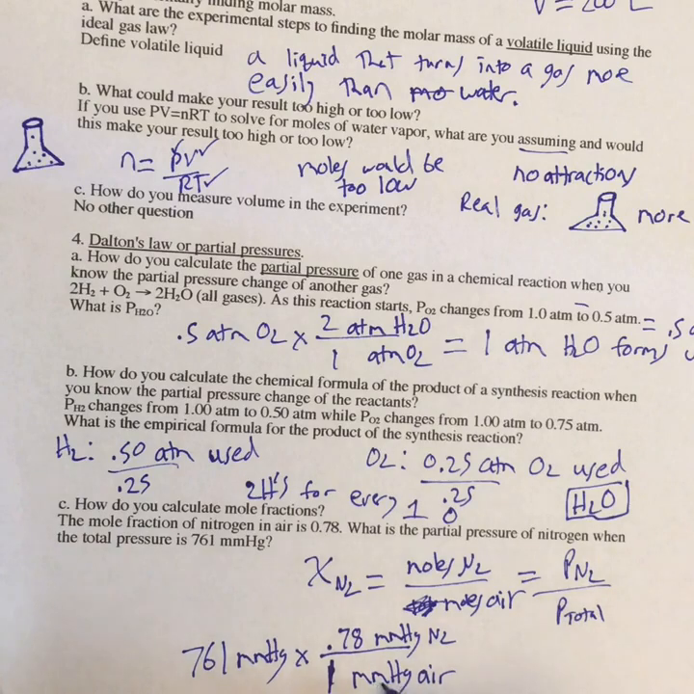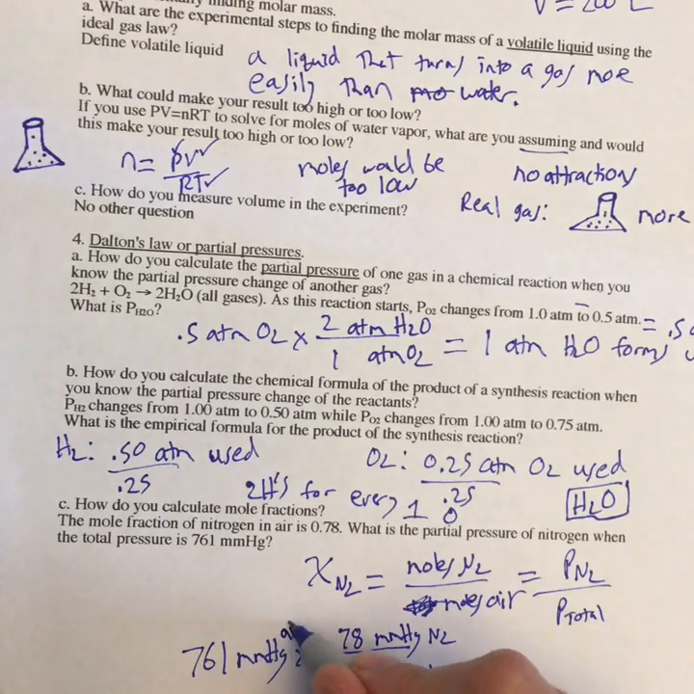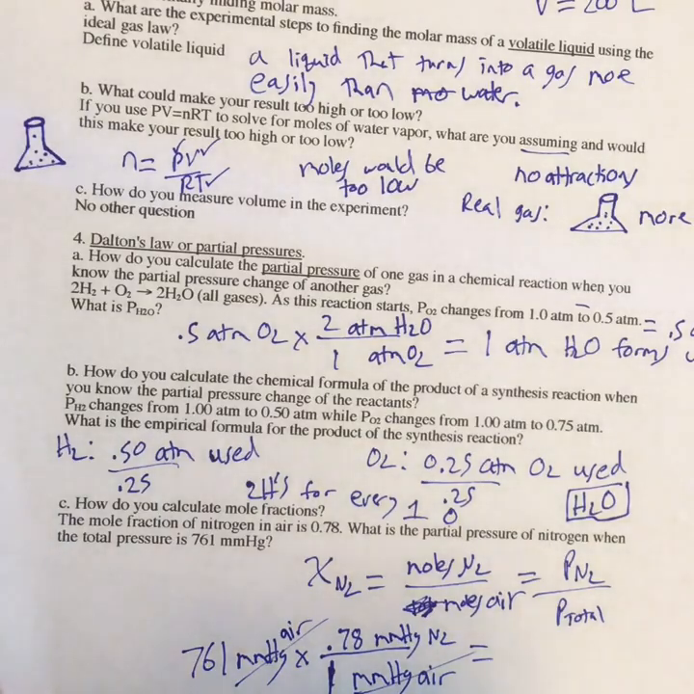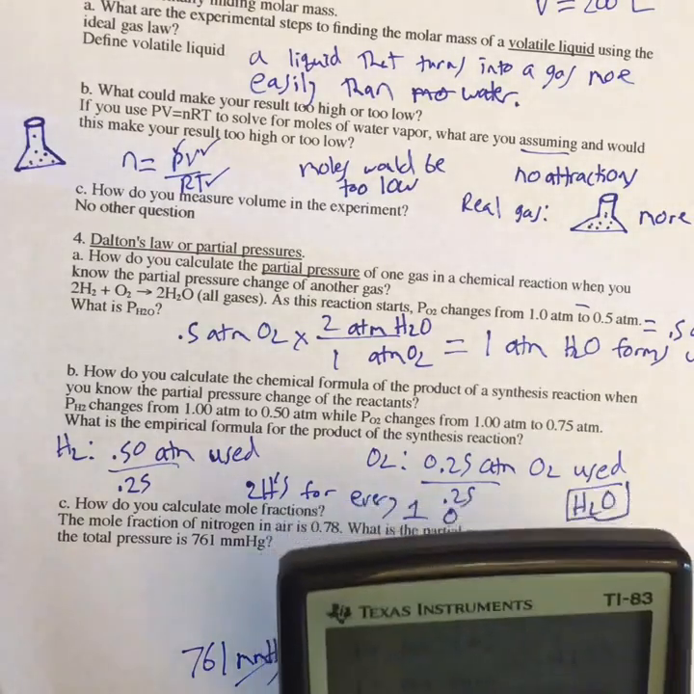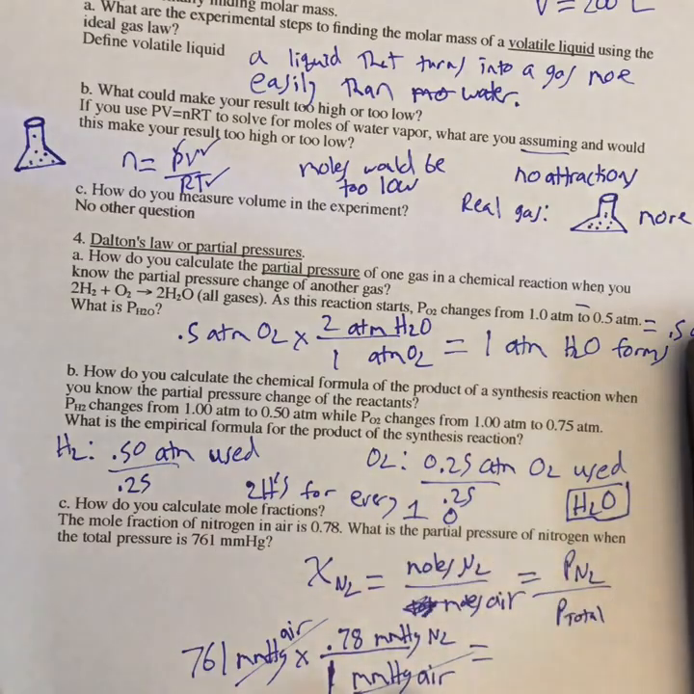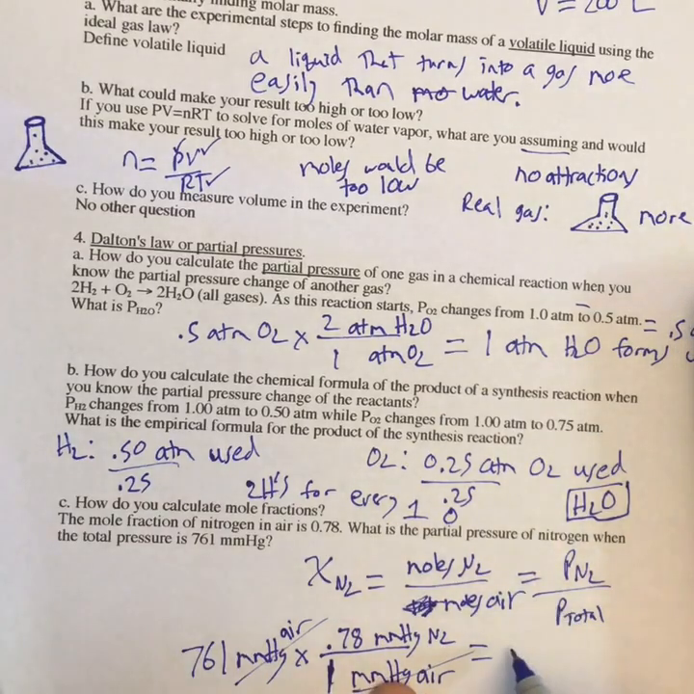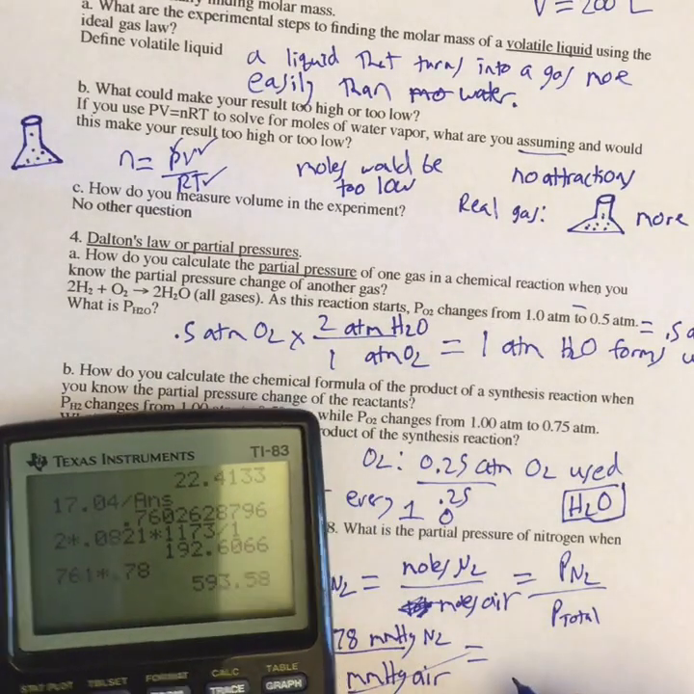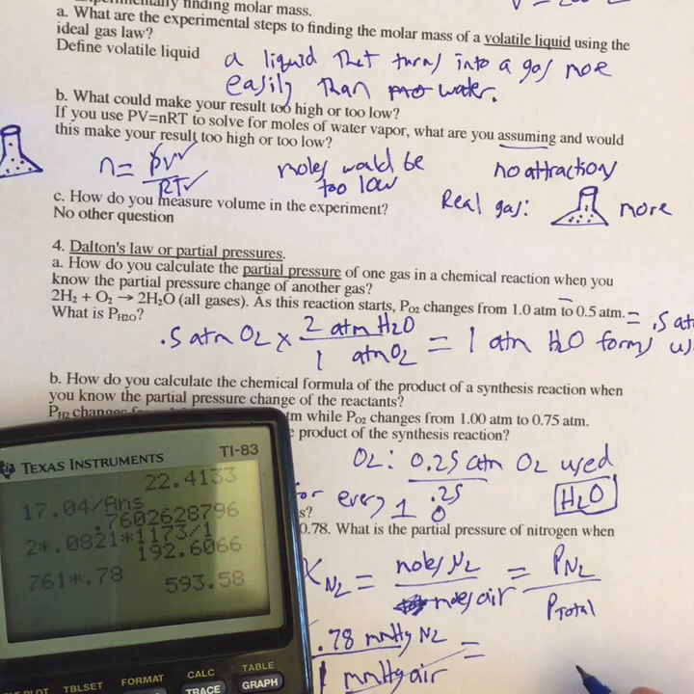Okay, so this is the total pressure, and I'm trying to show you how the units cancel out, because I'm trying to do a good job. So that would be 761 times 0.78 divided by 1. So that is 593.58. 0.78 is 2 sig figs, so that's going to be 590 millimeters of mercury.